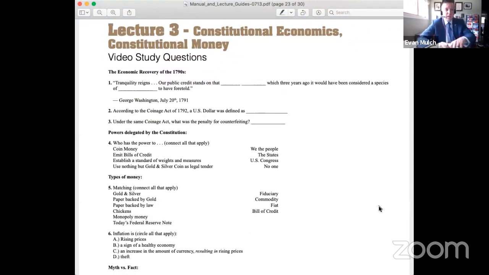Okay. Number 1, tranquility reigns. Our public credit stands on that blank blank, which 3 years ago it would have been considered a species of blank to have foretold. Anybody want to answer that one?